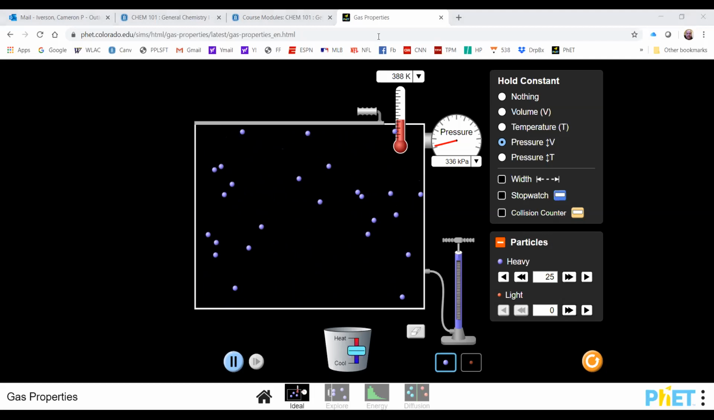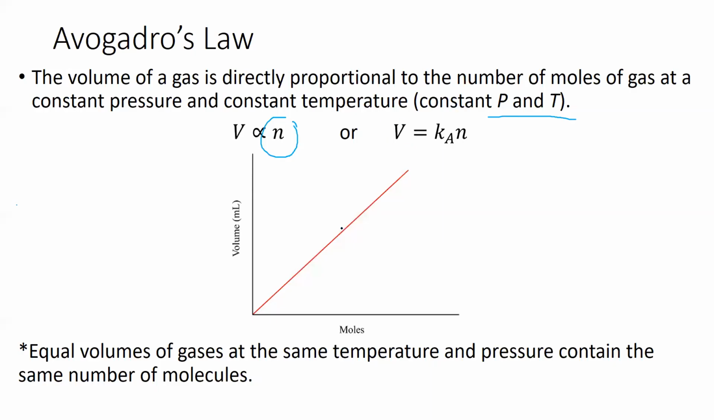So if we go back to Avogadro's law, we can see that this should give us a straight line where as we add moles of a gas, the volume is going to increase, right? And so in this case, again, the slope is going to tell us this constant and how the volume changes as the number of moles of gas also changes. Okay. Another way to put Avogadro's law is what you see here down at the bottom, right? So equal volumes of gases at the same temperature and pressure contain the same number of molecules. So the volume is dependent upon the number of molecules, assuming temperature and pressure are constant.